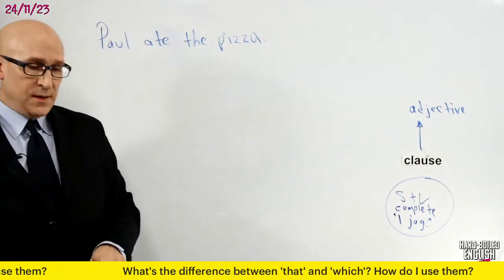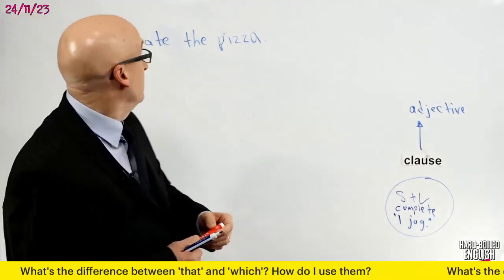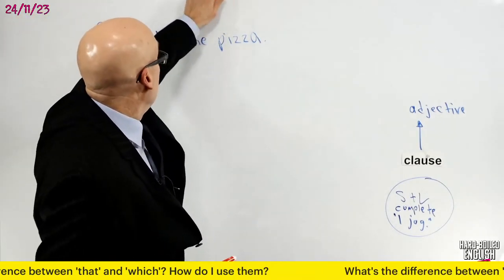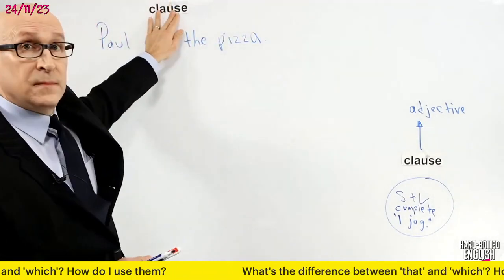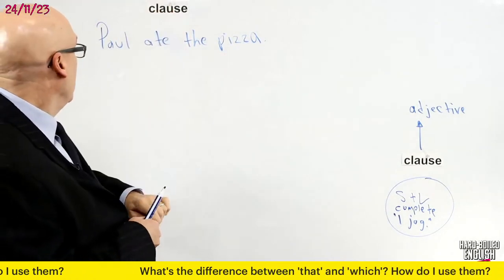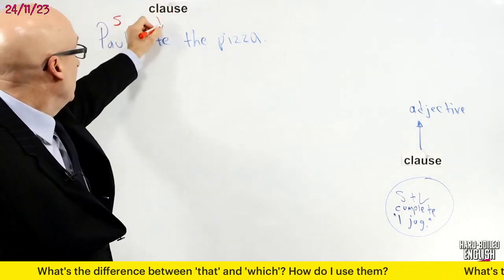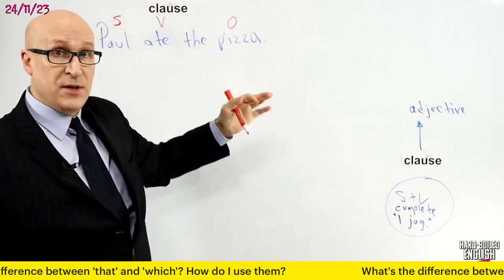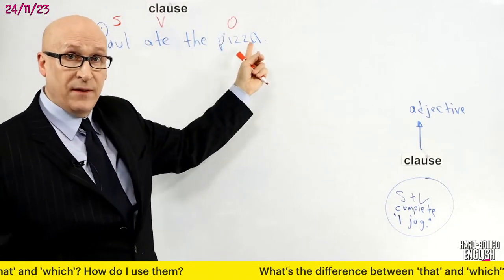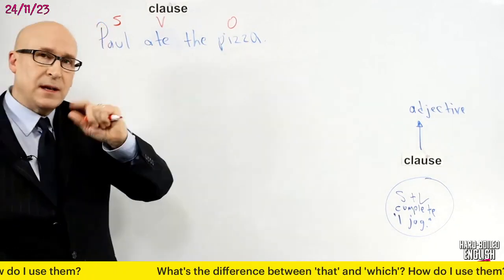Okay, so there is a simple clause. So this is the clause, right? You see that? Yep. We have a subject. We have a verb. We even have an object. You don't always need an object. You could have an adjective here. Now, is that a complete idea?